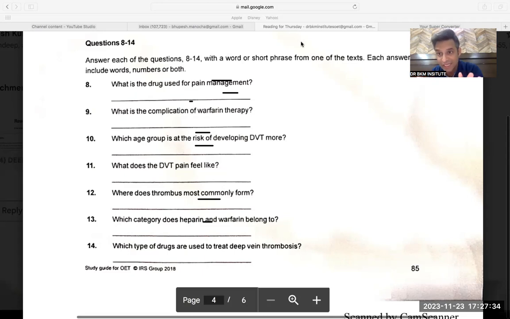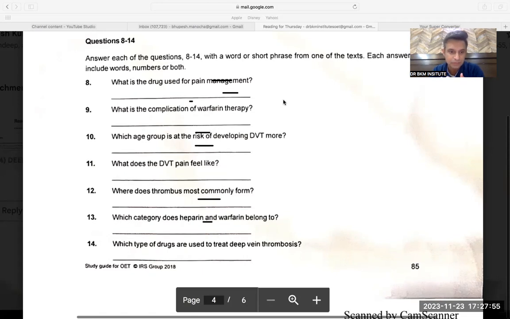And if you save 10 seconds in each question, then it is like 200 seconds. 200 seconds means 3.5 minutes. So you have a lot of margin if you follow this strategy. This is the best strategy for reading part A. Just focus on where the answer should be.